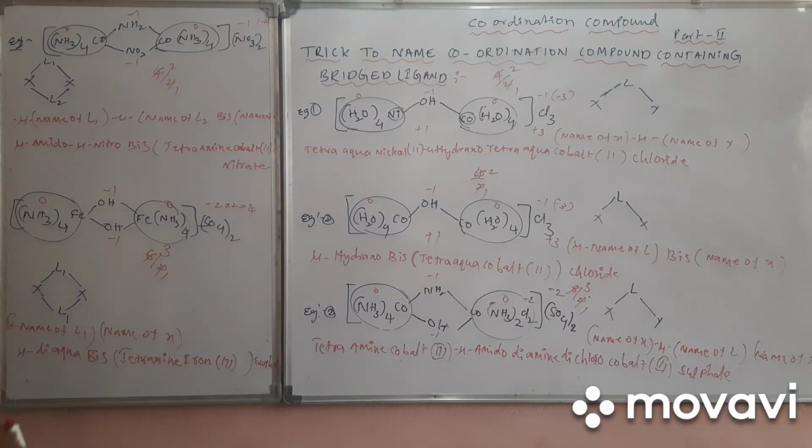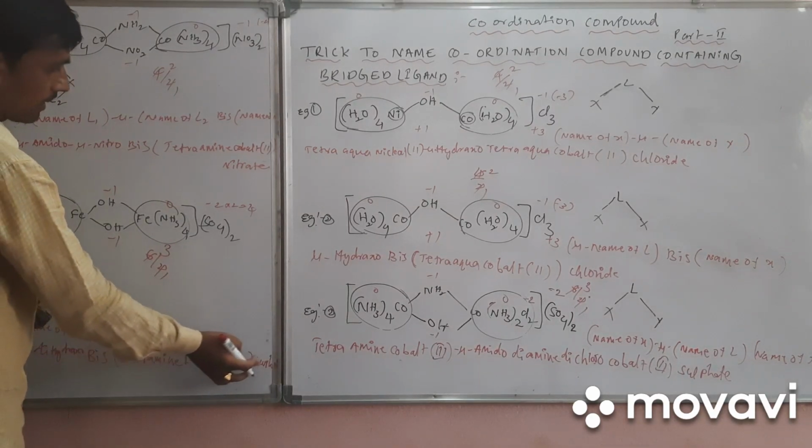Okay, the name of this complex compound is mu dihydroxo, sorry, mu dihydroxo, bis tetraammine iron(III) sulfate.